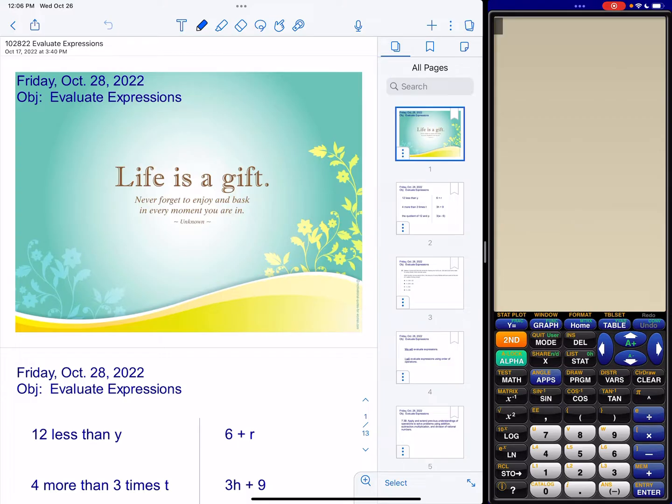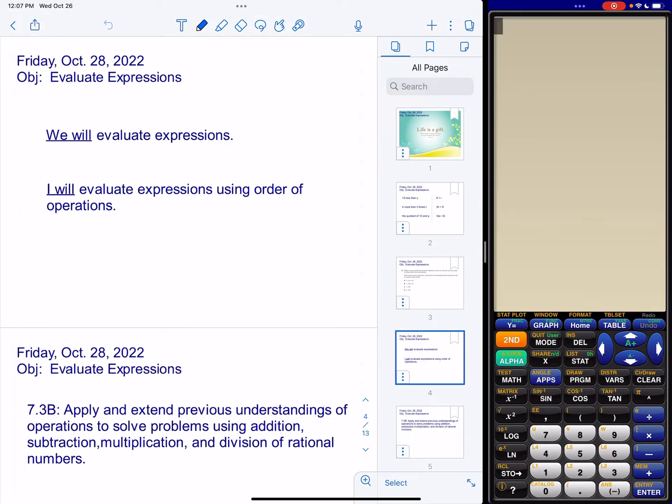Last time we talked about reading and writing algebraic expressions. Today we're going to talk about evaluating expressions. Okay, so evaluating expressions, what that really means is we're plugging and chugging. Okay, now with our calculators, it makes it a lot easier.